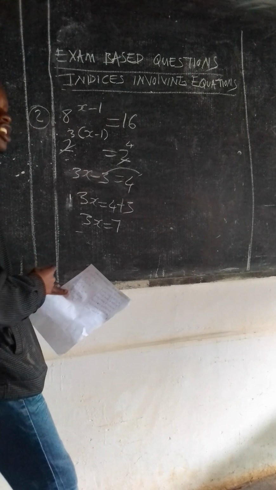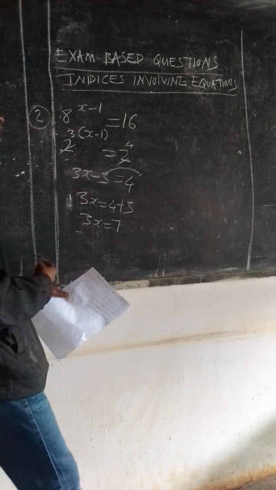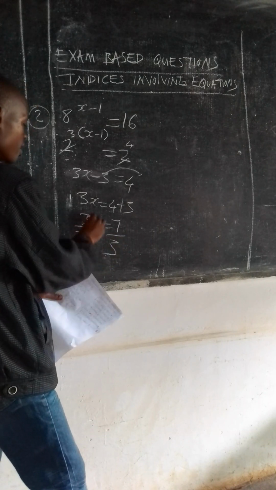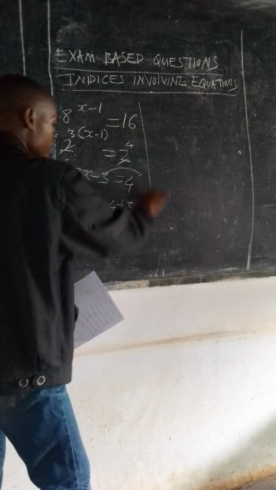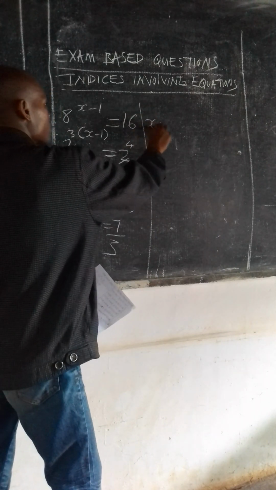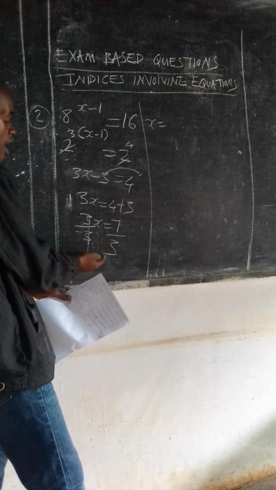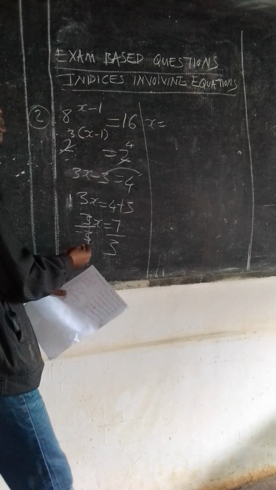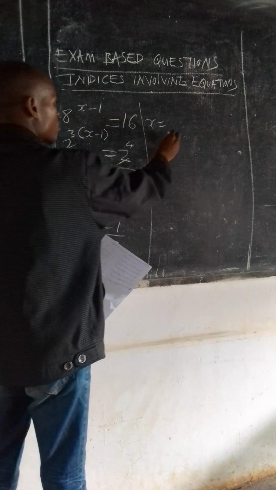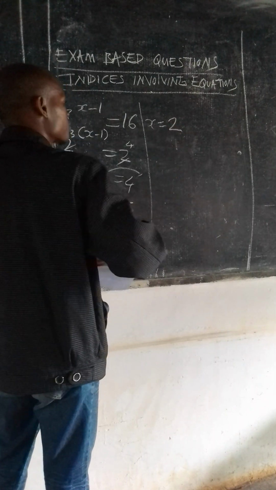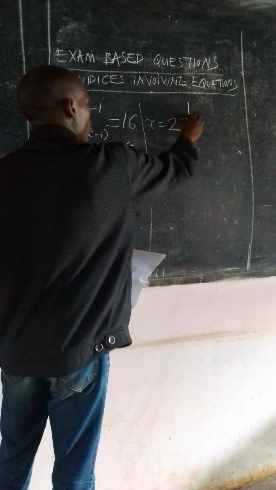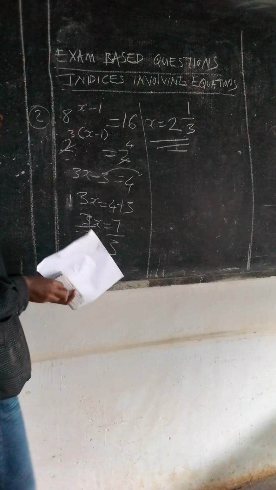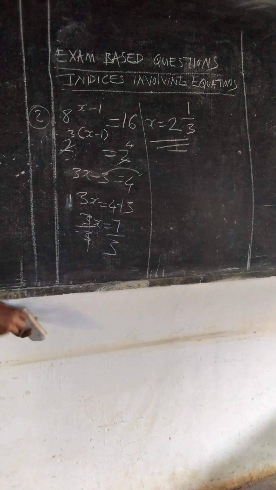Are we done? No, because we want to find x. So we'll say over 3, over 3. Then we cancel. You continue solving that side. We have x. Now, how many times can 3 go into 7? So 3 into 7, it goes there 2 times, remainder 1 over 3. This is the answer for question number 2.